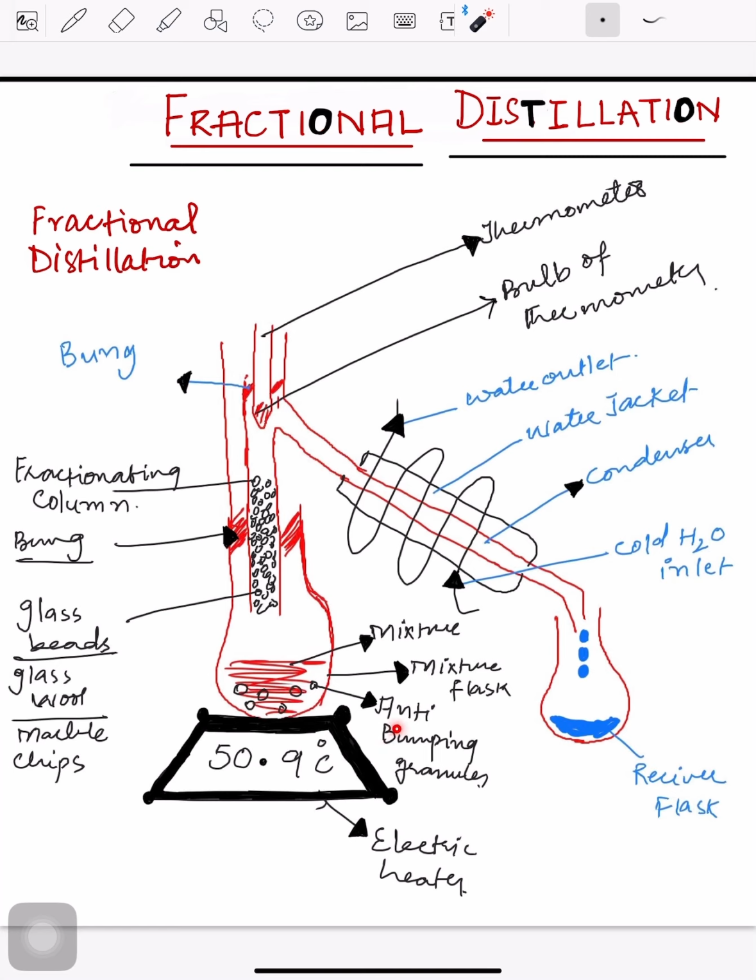The reason for using anti-bumping granules was discussed in the topic of simple distillation. Here I'm telling it again: for smooth boiling, we are using glass beads or marble chips. Now, we have this fractionating column inserted in the mixture flask. What is the purpose of the fractionating column? The fractionating column is used to separate the fractions at their specific boiling points.